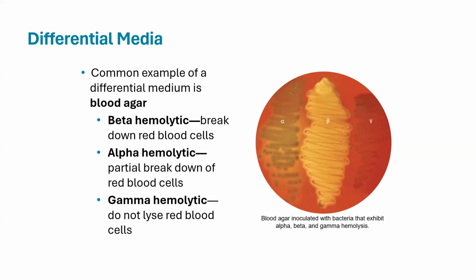The alpha hemolysis partially breaks it down, beta hemolysis completely breaks it down, and gamma hemolysis doesn't break it down at all. And again, the important part here isn't for you to memorize the differences between these 3 types of hemolysis. The important part is to understand that differential media allow you to distinguish between different organisms based on their function.